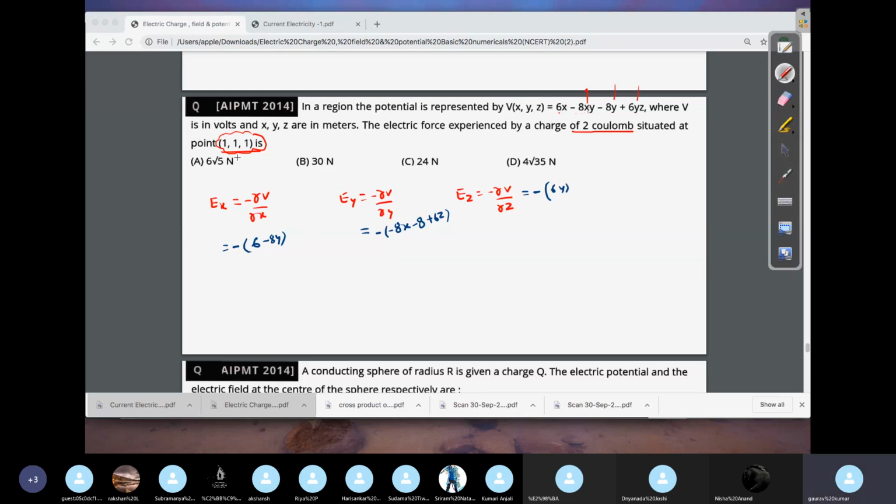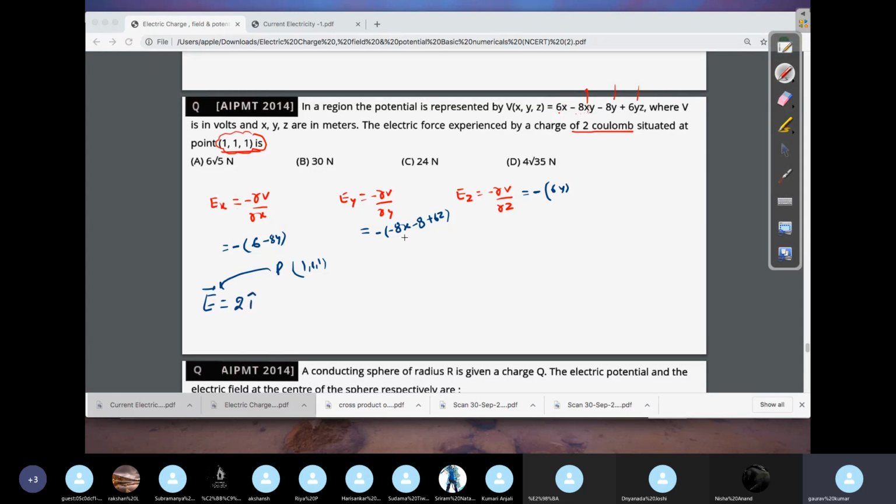So now at which point do you have to find it? At 1, 1, 1. What is the electric field expression you will get? Electric field expression at this point will be equal to, put 1, 1. 6 minus 8, you will get minus 2. Minus 2 into minus will become plus, you will get 2 i cap. This is i cap, no?